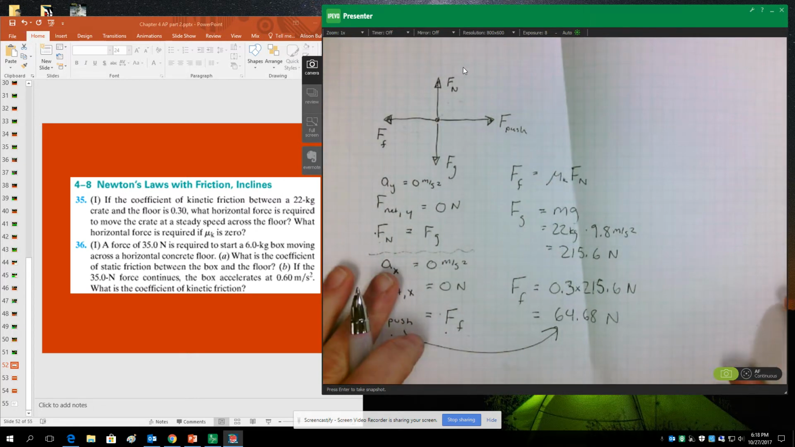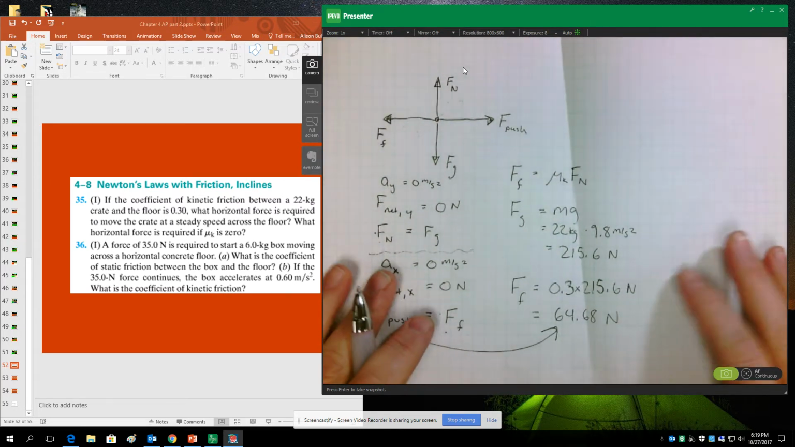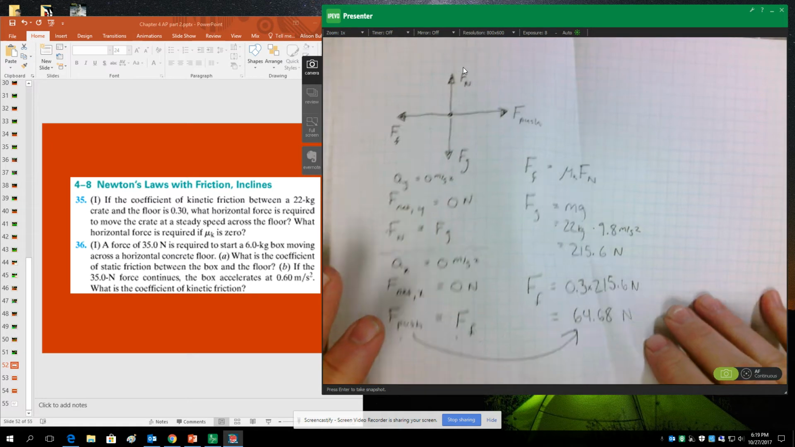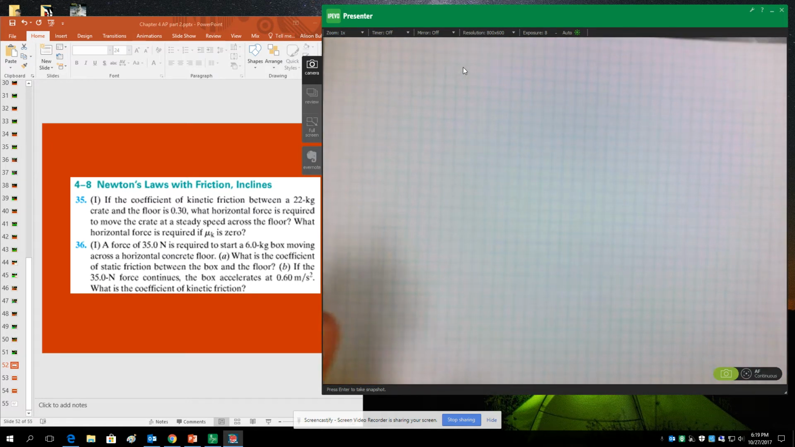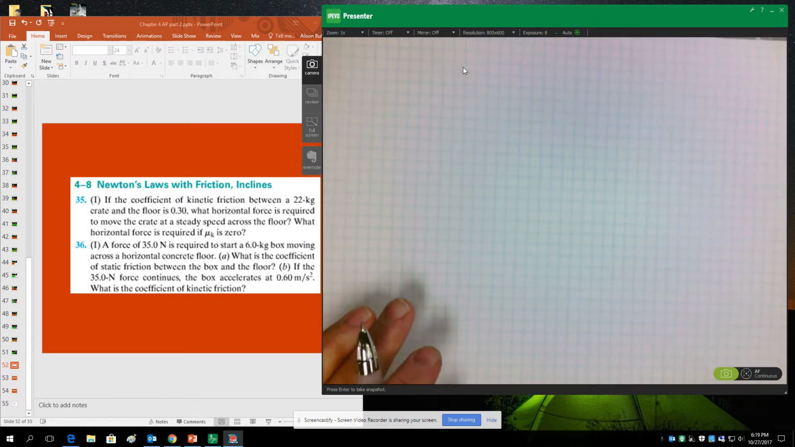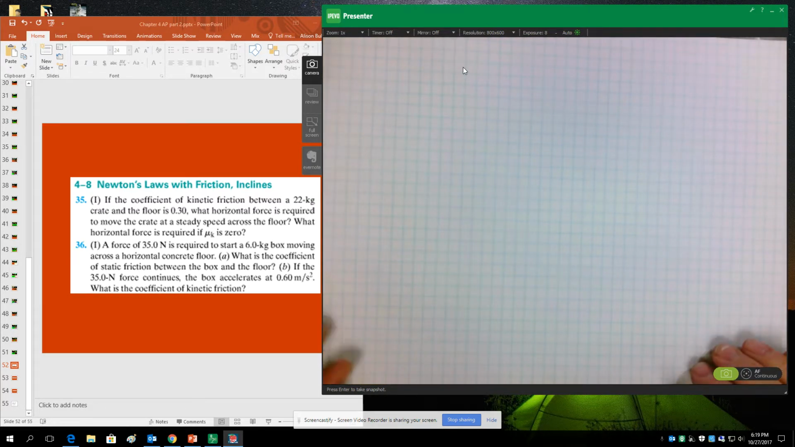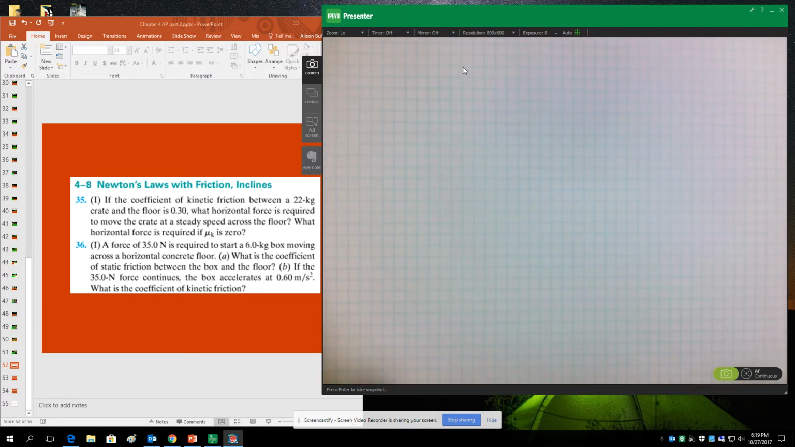So with no friction, if it's already moving, 0 force is required to keep the box moving at a steady speed. There had to be some force to speed it up from 0 meters per second to whatever speed it's going, but once it's going, and there's no friction, zero force is required to keep it moving.